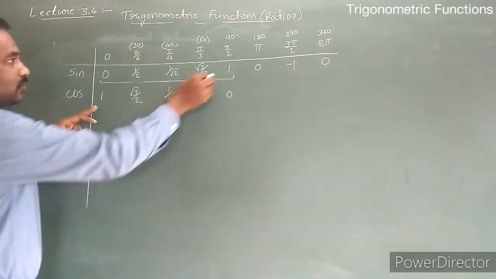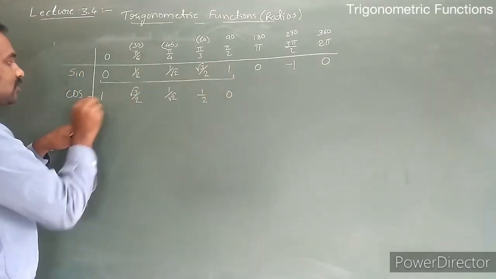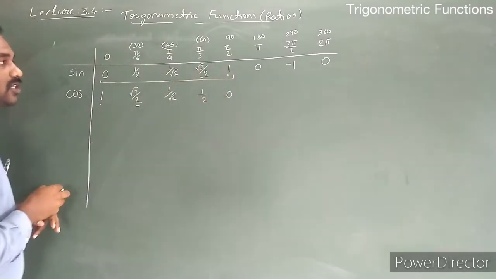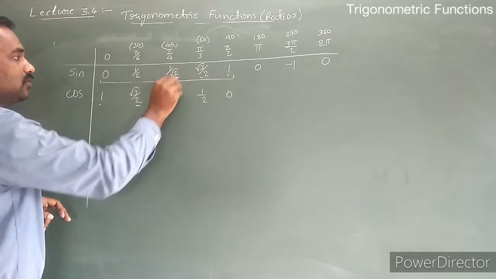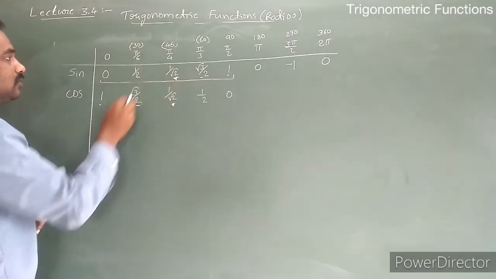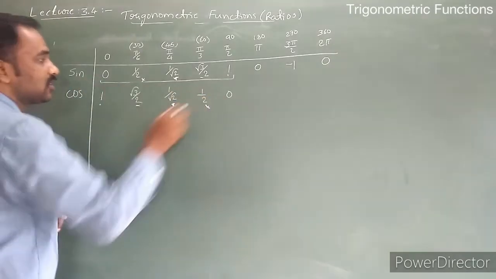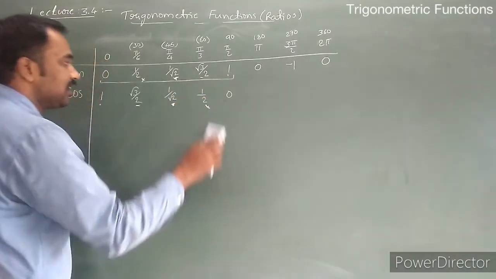Are you clear? So 1 comes here, and root 3 by 2 comes here. Root 3 by 2, and 1 by root 2 as it is, 1 by root 2. And 1 by 2 comes here, and 0 comes here. Okay. In that manner, you just remember.